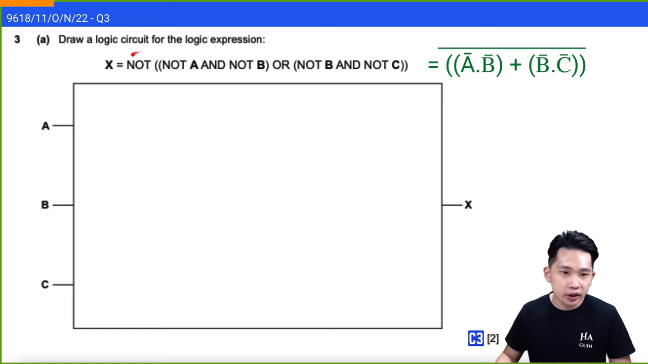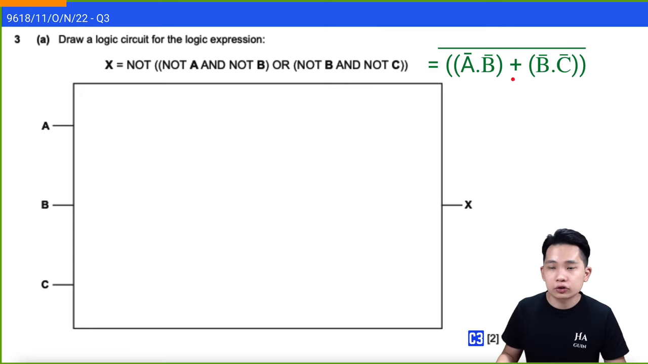And finally, it will be not the whole thing. It means that I will be notting this whole equation here. So what I do here is that I will just put a bracket here, and then I will just inverse the whole equation. So this is the first step that I normally do when I do this type of logic expression. I always convert this into equation form so that it's easier to see.